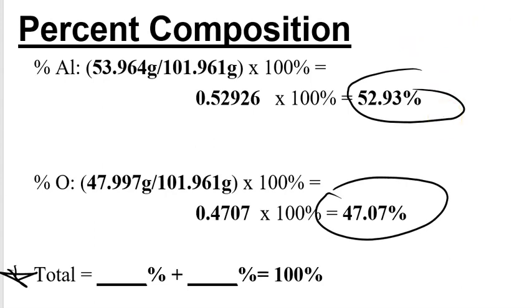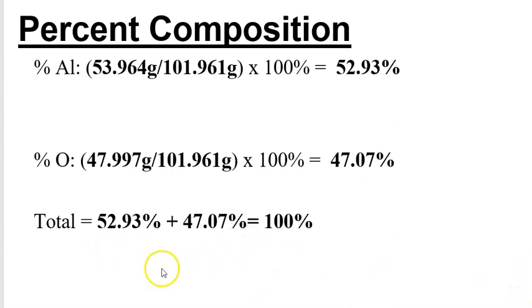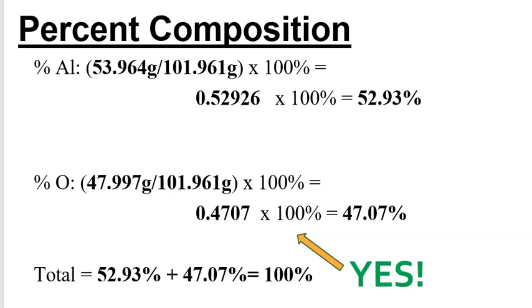This part down here is more of a way to check yourself, because it should equal 100% when you add these together. So if you find that you have some crazy number and it's 200 or 300 or 50, then you know you've made a mistake. Because when you add your parts together, they should always equal 100%. And there's how I checked myself.